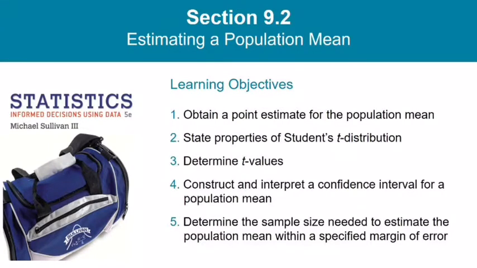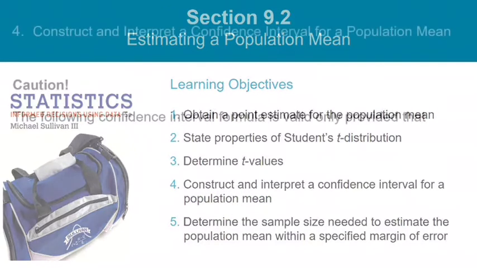Welcome back to Part 2 of Section 9.2. Remember in Part 1, we talked about how to find a point estimate, and we talked about Student's t distribution, and I showed you how to read the t-table. Now we are finally ready for the main event, which is to learn how to construct a confidence interval for a population mean on our own.